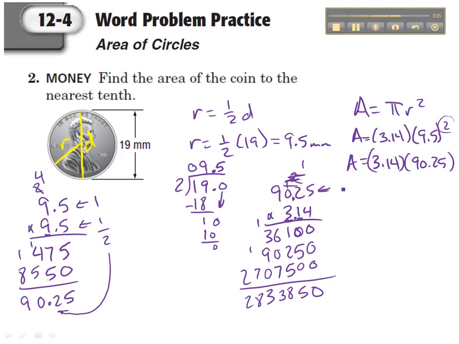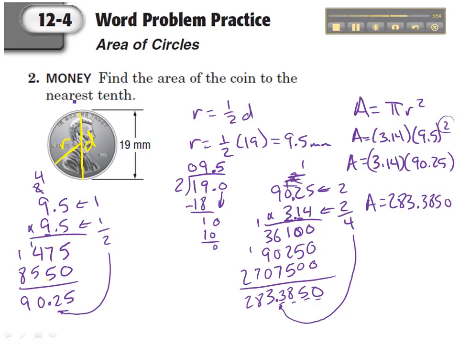There are 2 decimal places in this factor. There are 2 decimal places in this factor. So we need 4 decimal places in our product. So I need 4 digits after the decimal, 1, 2, 3, 4. So the area equals 283.3850. That's going to be millimeters squared. I'll put that in at the end.